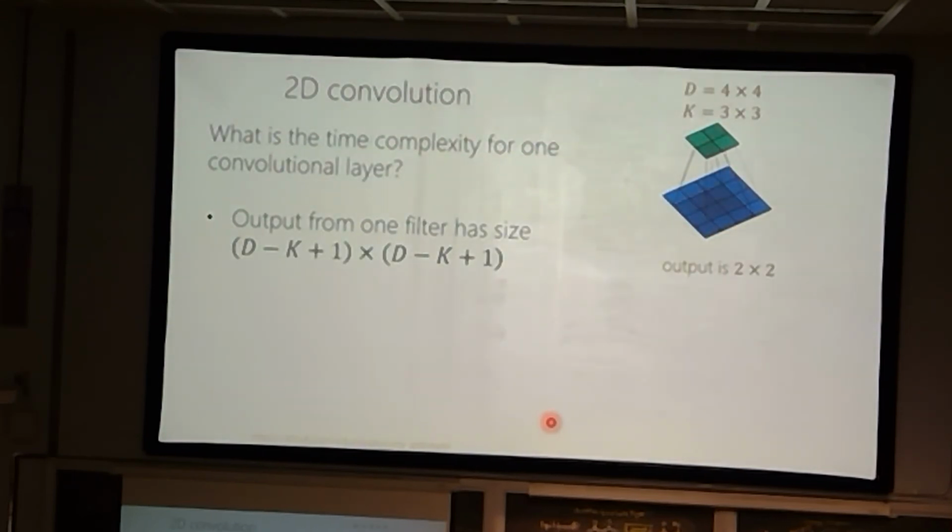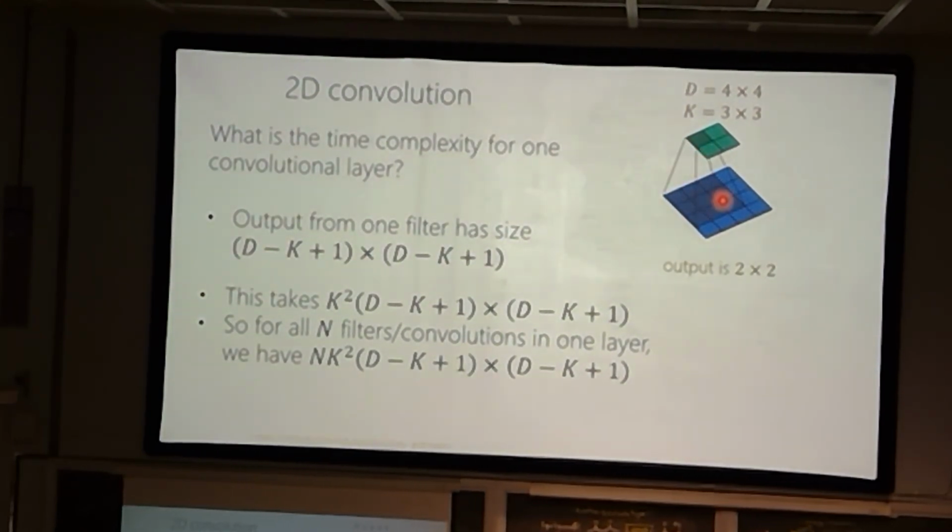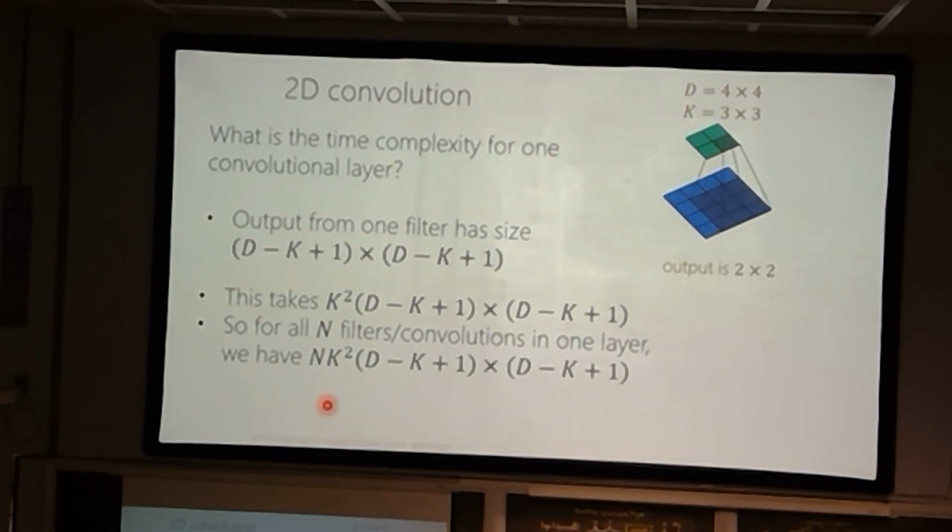And so what's the time complexity here? We know that the output from one filter has this size, if we have a stride of 1. For each one of those outputs in this green thing here, we have to do this convolution, which is an operation that is k-squared, the size of the filter, because you're doing a dot product with it. So that takes k-squared times that. And if you have n filters, then you just multiply that by n.